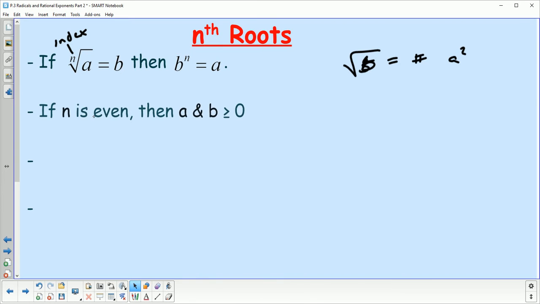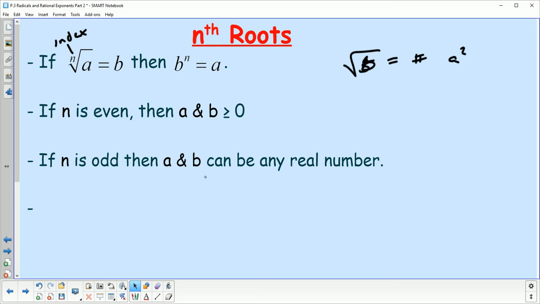Okay, so if n is even, meaning our index is even, then like we talked about in class the other day, a and b have to be greater than 0 or positive. If the index is odd, then it doesn't matter what a and b are. They can be any real number, any decimal, as long as they are not imaginary.